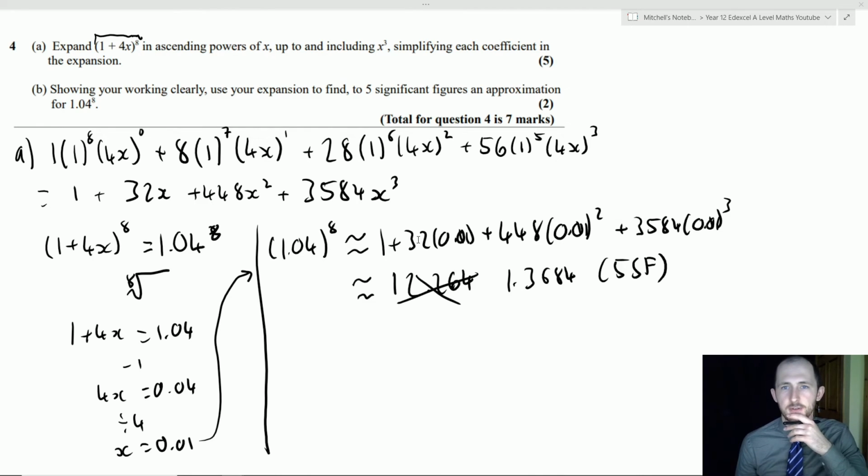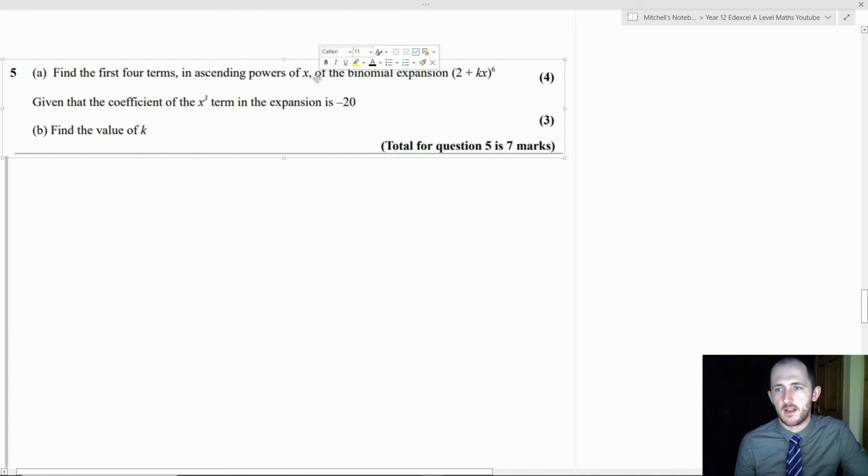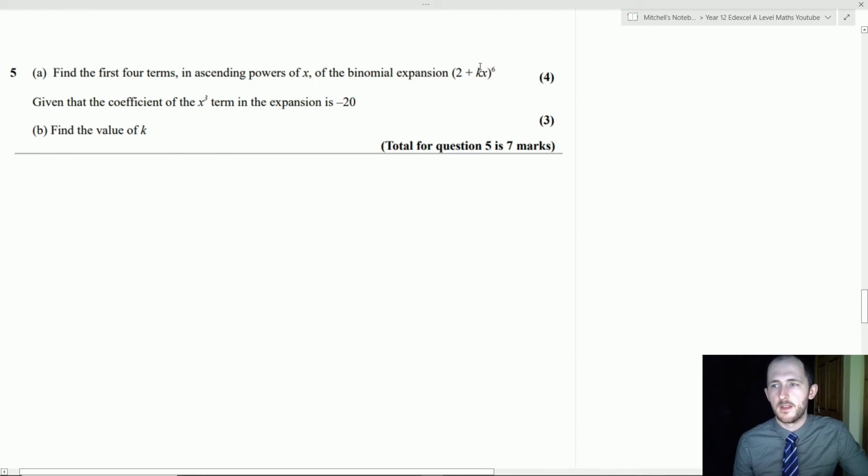Okay, that's enough lecturing. Let's go on to the next question. So again, as you can see, there are actually different styles of questions. This is the other style of question you can get, where they'll put an unknown variable other than x, and they'll give you the coefficient of one term, and they'll say, okay, find the value. Very, very common.